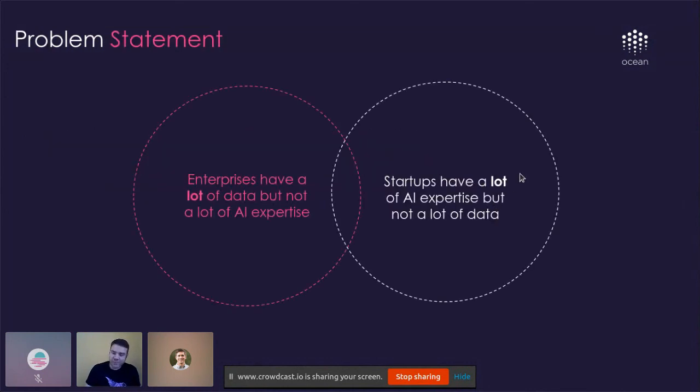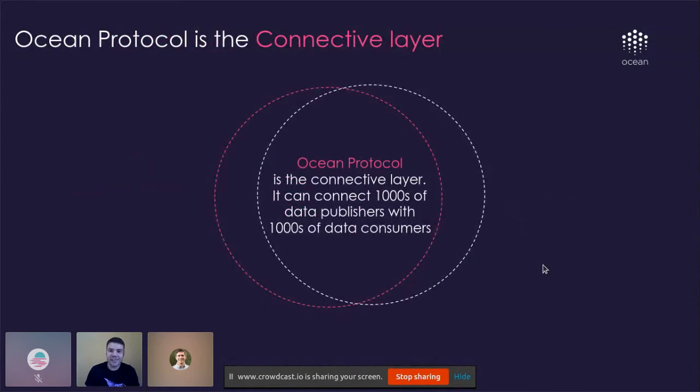So we started out with a very compelling problem statement. On the one side, we've got large-scale enterprises who've got huge amounts of data, and they're not really using it as much as they could be. Perhaps they don't have sufficient AI or machine learning expertise. On the other hand, we have startups and data scientists with a lot of AI expertise, but they're starved for data. They really need more. So Ocean Protocol is here to be the connective layer between the two, and we are aiming to connect thousands of data publishers with thousands of data consumers.